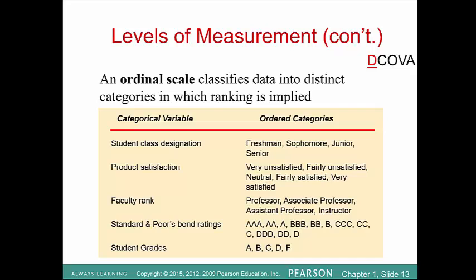You can have the highest level of AAA, just below that AA, then single A, and we can keep on moving down as the bond gets worse and worse. Even your grades are an ordinal measure. We know that A is better than B, and B is better than C, and C is better than D. We can agree that very satisfied is better than fairly satisfied, but we cannot all agree on the boundary between fairly satisfied and very satisfied. That's one of the issues associated with ordinal scales.